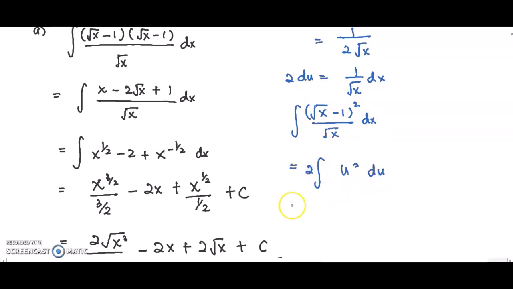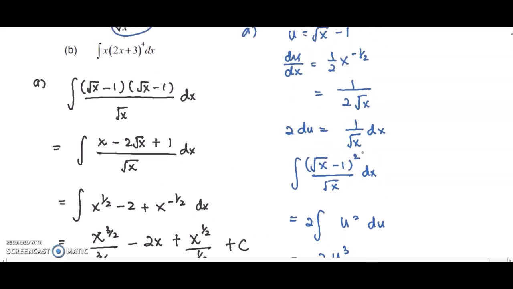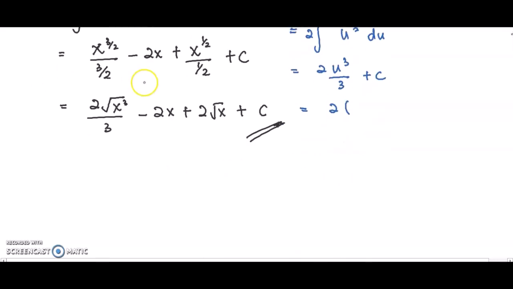Bring out the 2, then you just integrate u squared with respect to u. You have u cubed over 3 plus c. Then the u, you need to put back as square root of x minus 1. You need to substitute the square root of x minus 1 as your u. And this is 2 times square root of x minus 1 to the power of 3 over 3 plus constant c. So you can have either this answer or this answer.